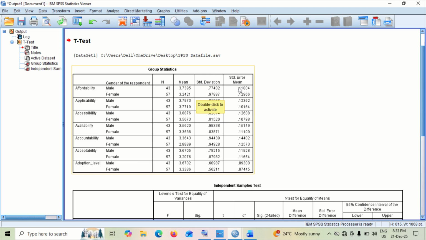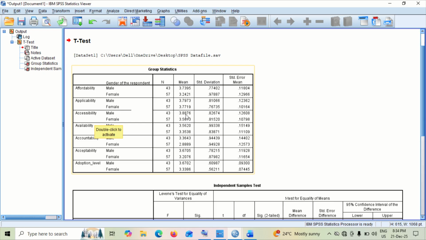According to the group statistics, regarding affordability, the mean score is high in the case of male respondents and low in the case of female respondents as compared with male. That means regarding affordability, there exists a significant difference in the mean score between male and female. And in the case of applicability, we can see that the mean score is almost the same. Therefore, there is no significant difference in the applicability of ICT between male and female respondents. And in the case of accessibility, there is also a slightly significant difference between male and female respondents.